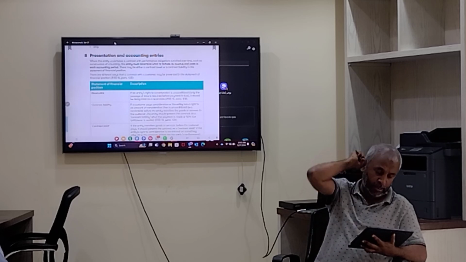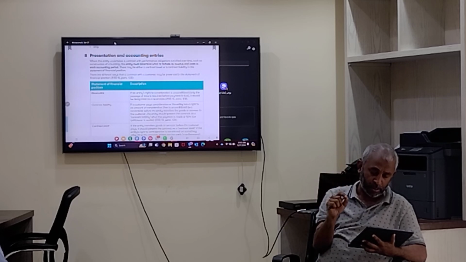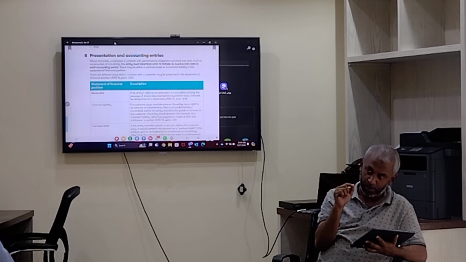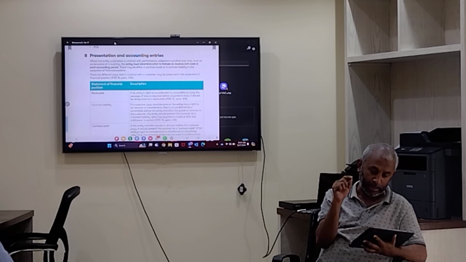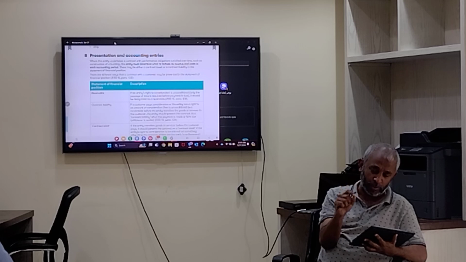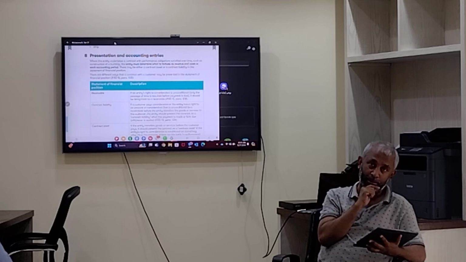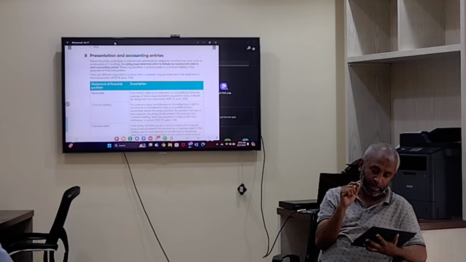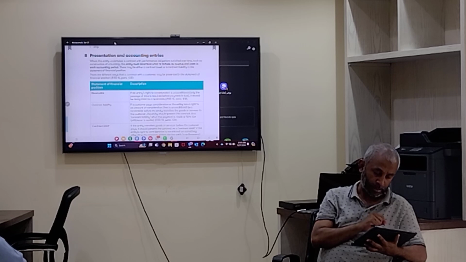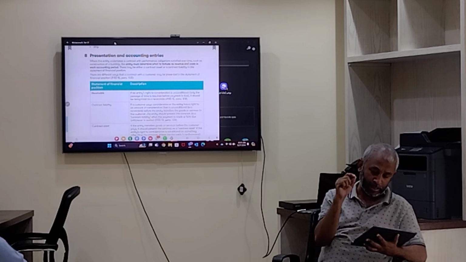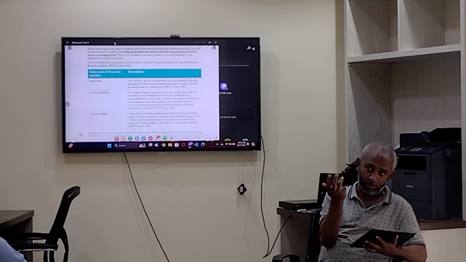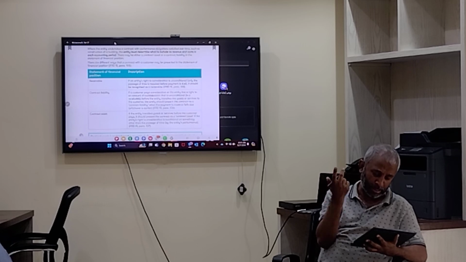Representation and accounting entries, where the entity undertakes a contract with performance obligations satisfied over time, such as construction of a building. Please watch this carefully. The entity must determine what to recognize as revenue and cost in each accounting period. There may be either a contract asset or a contract liability in the statement of financial position. There are three different ways that a contract with a customer may be presented in the statement of financial position. You can show as receivable, you can show as contract liability, and you can show as contract asset.